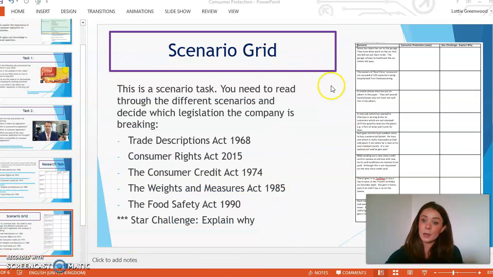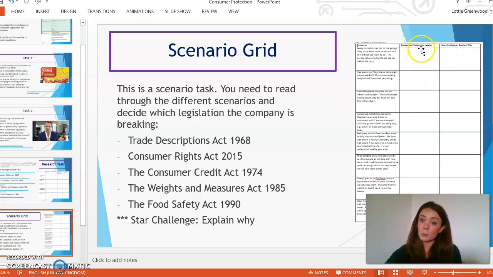Okay, so this is now going to be putting your knowledge from the previous task into action. You are going to need to read through these scenario tasks and then identify which consumer legislation it refers to. So which legislation is the company breaking? And then for the STAR challenge, you need to explain why. So try and use those connectors: this means that, this leads to, what might be an impact from it? So, for example, if we just go for the second one for me, the owners of Real China restaurant are accused of 100 customers being hospitalised from food poisoning.